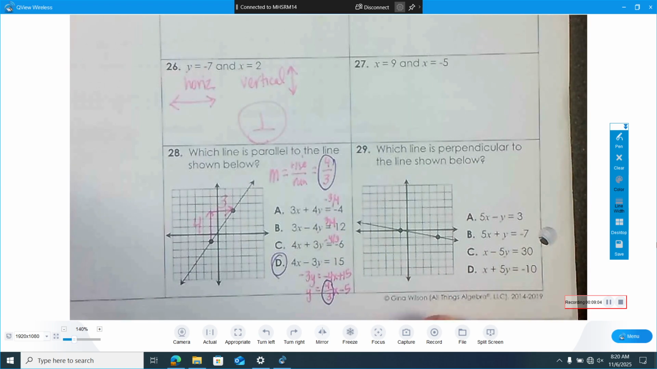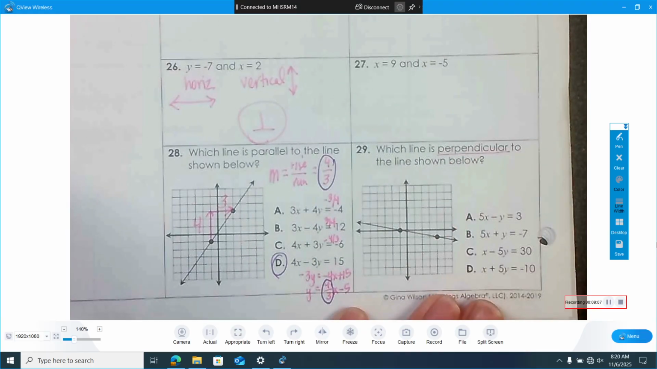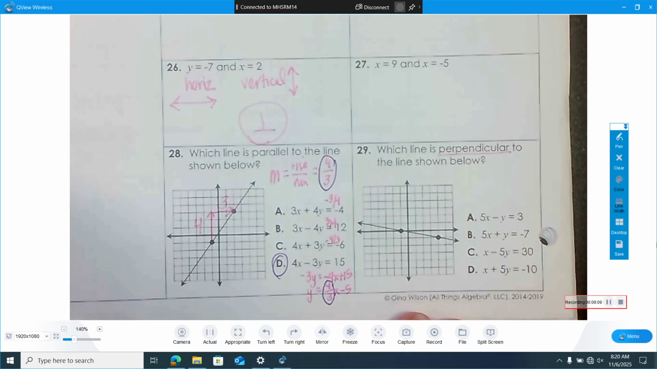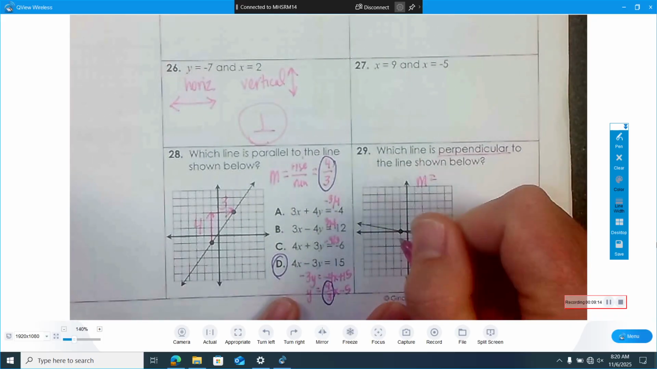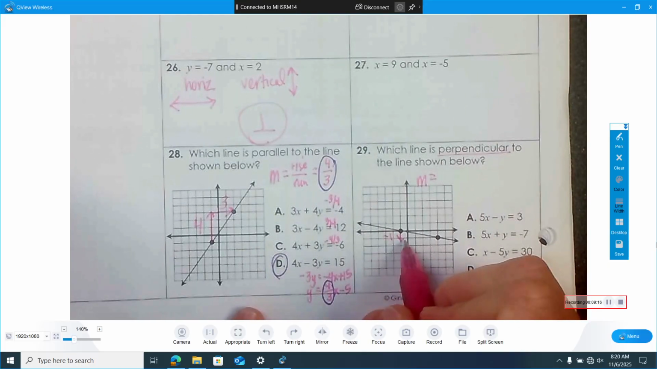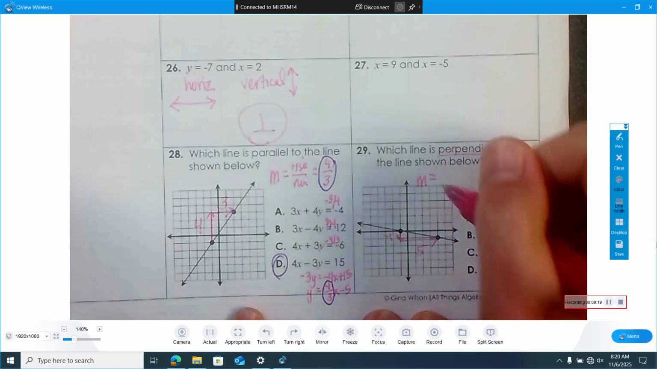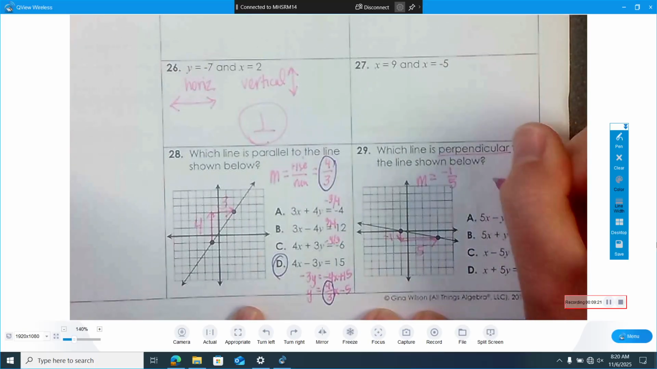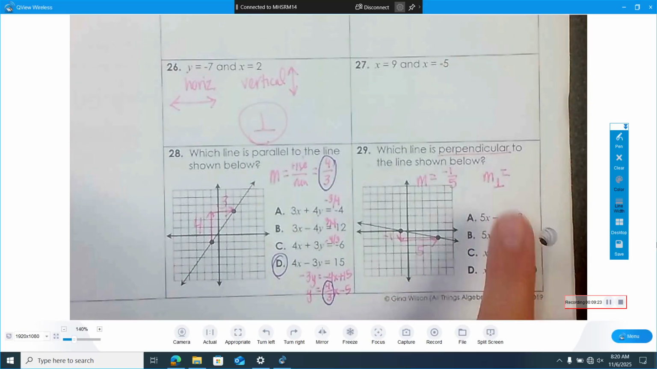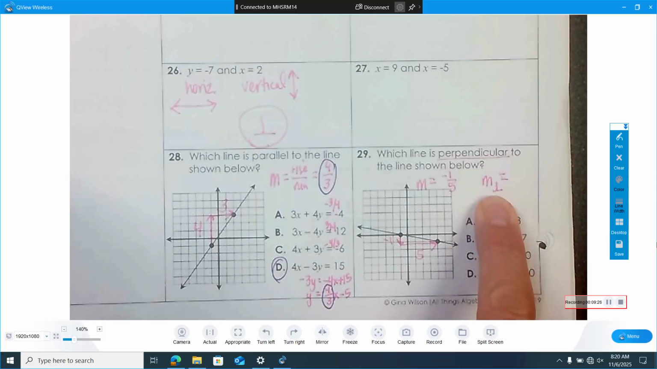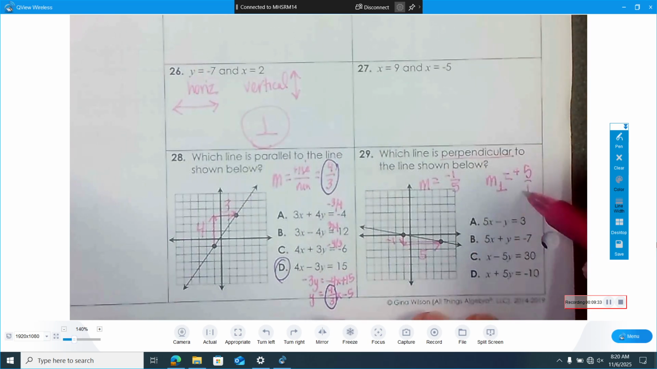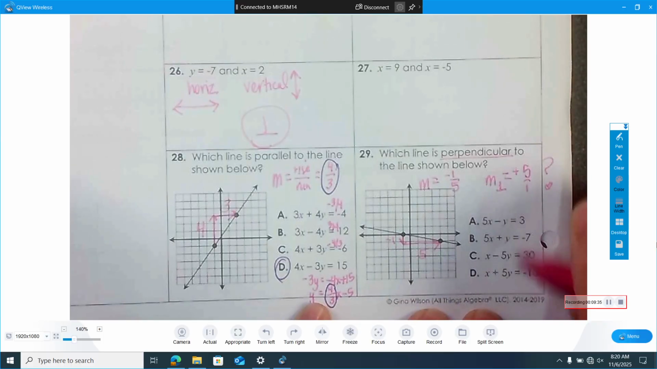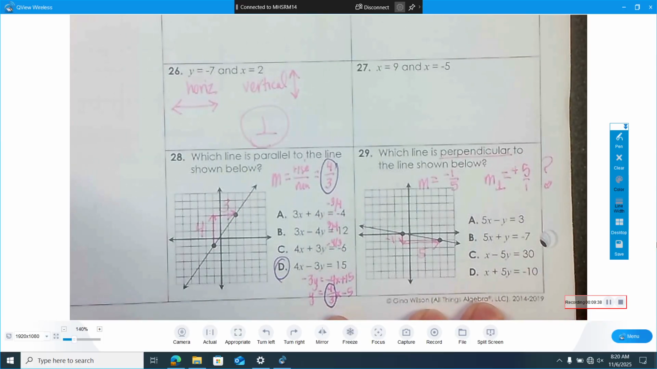Okay. All right. Number 29. Which line shown is perpendicular to the line graphed below? Again, we need to know the slope. What's the slope of our graphed line? Negative 1. Down 1 and 5 over 5. So negative 1/5. We're looking for a perpendicular slope. What's our perpendicular slope going to be? 5 over 1. Positive 5 over 1, or just positive 5. So that's what we're looking for. So which one of these is going to have a slope of positive 5?